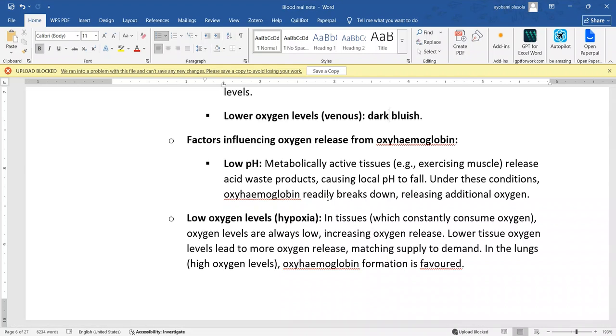Now, what causes the release of oxygen from oxyhemoglobin? When there is low pH. Metabolically active tissues like muscle release acid waste, and this causes your pH to fall. Under this condition, oxyhemoglobin will break down and release additional oxygen. Then there's also low oxygen level, called hypoxia. For tissues that constantly consume oxygen, oxygen levels are always very low, and this increases oxygen release.